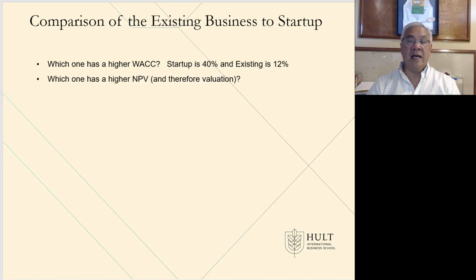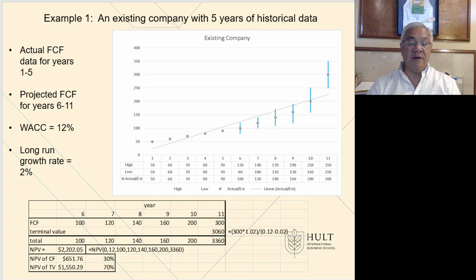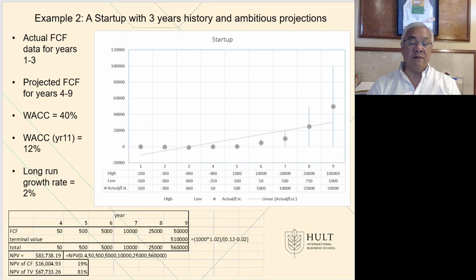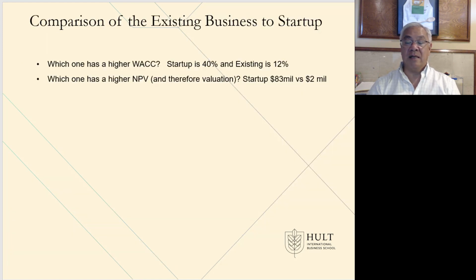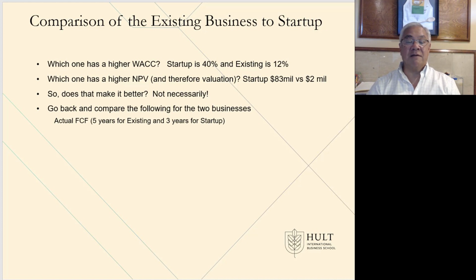Next, which one has a higher NPV? As we saw earlier, the NPV for the existing is about 2,200. The NPV for the startup is 83,000. So the startup has 83 versus 2. Next, does that make it better? Well, here's the trick question. The answer is no, not necessarily. So let's look at the following things.